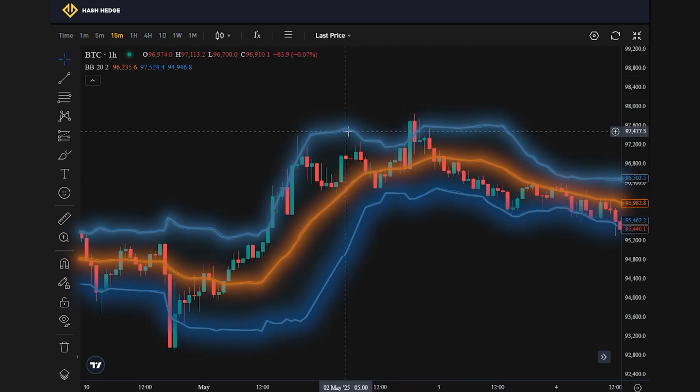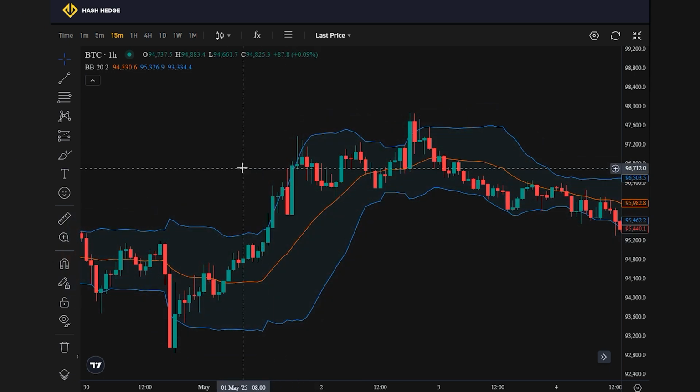But in the case of the Bollinger channel, we also see the volatility. We see the standard deviation of the price now. And the wider this channel is, the higher the volatility in the market right now.